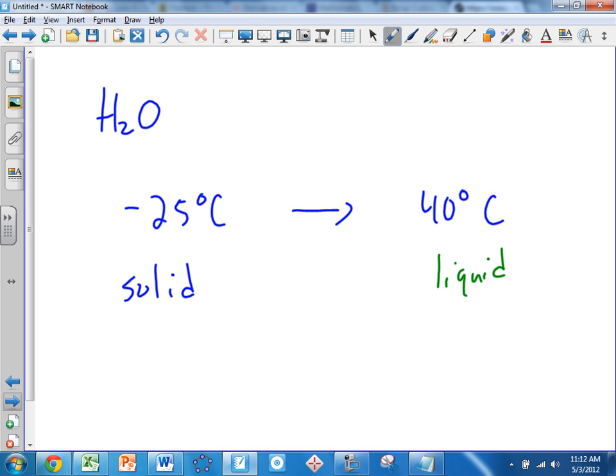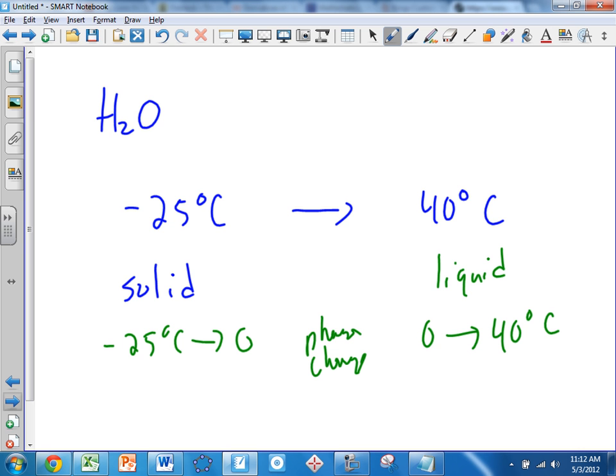Okay? All right, so here, how many parts of this problem do you have to think about? 3. What's the first part? From where to where? From negative 25 to 0. Second part? Phase change. And then from 0 to 40. Very good. Well done, sir. Okay, again, we're going from negative 25 Celsius to 0. Then we have a phase change that occurs at 0. Then we go from 0 up to 40.